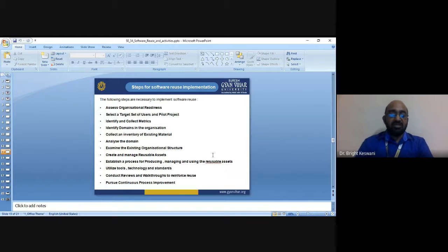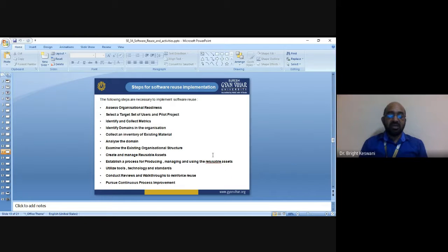When we talk about the next step, that is identify domains in the organization, it enumerates a list of domains that are in common within the organization. These may include horizontal domains like graphical user interfaces, error handling, and vertical domains also like manufacturing applications. Okay, let us discuss the next step, that is collect an inventory of existing material. In this step, we locate candidate components for each identified domain.